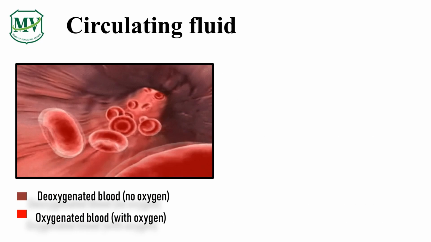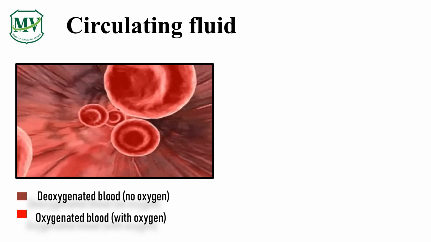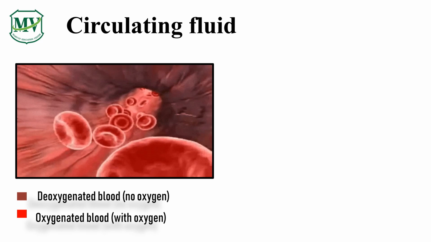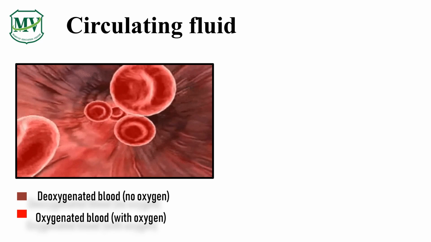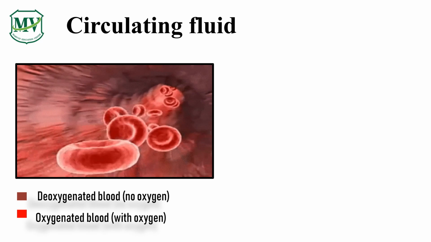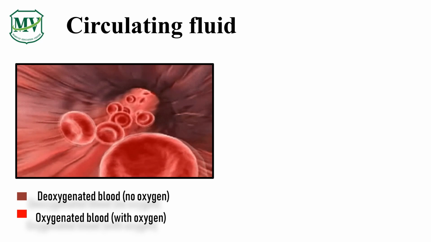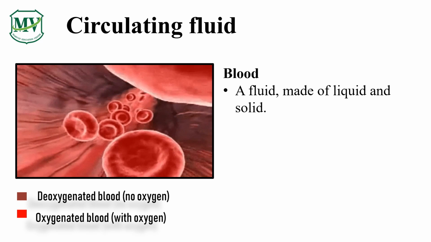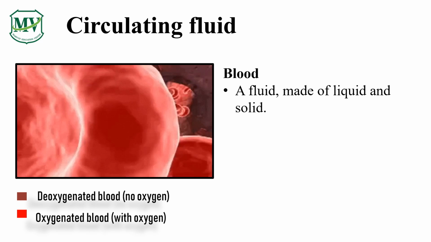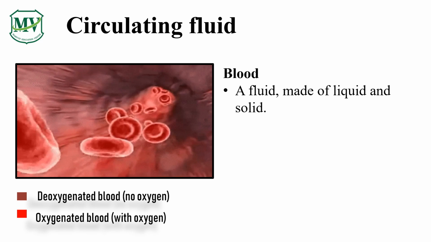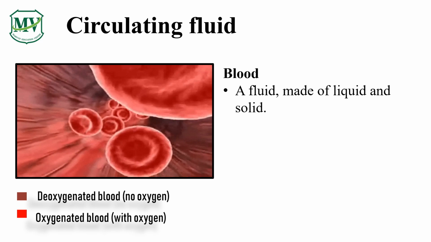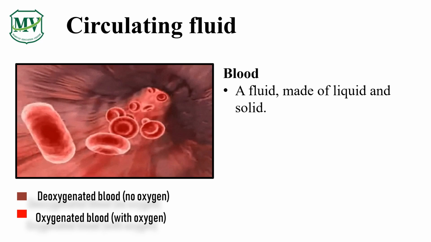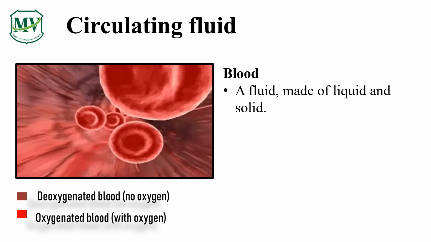Let's now explore the essential role of the circulating fluid, which we commonly call the blood. So, how do you describe blood according to its physical characteristics? Yes, it's a fluid made up of liquid and solid. The fluid part is basically made up of water, while the solid part are cells, such as the red blood cells, white blood cells, and the platelets. Now, what's the role of the blood?